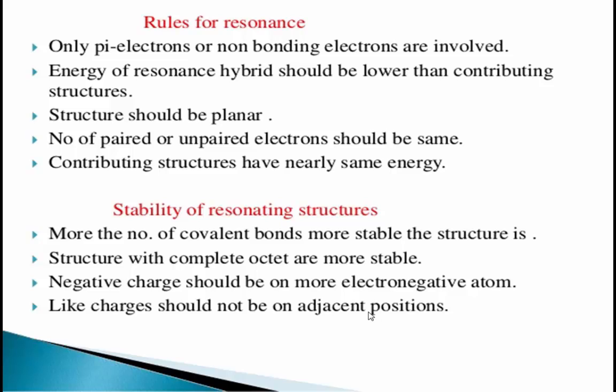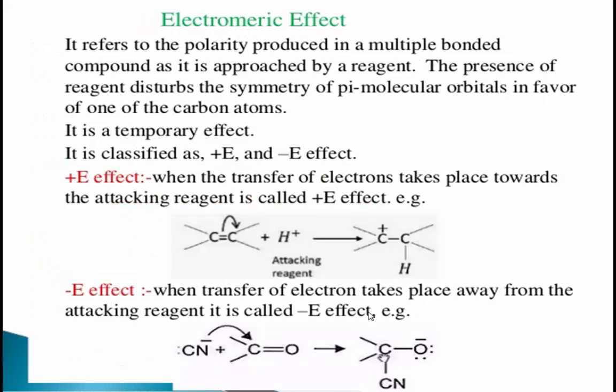Next, stability of resonating structures. The more the number of covalent bonds, the more stable is the structure. Structures with a complete octet are more stable. Negative charge should be on the more electronegative atom. Like charges should not be at adjacent positions. These are some points you remember.